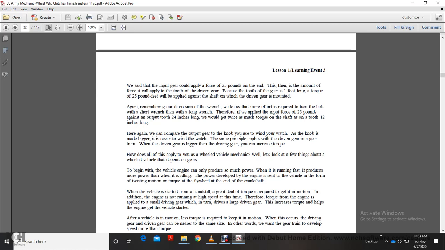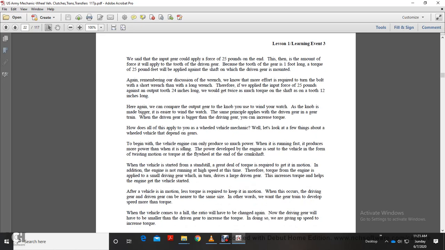Therefore, applying an input force of 25 pounds against the output of the 24-tooth gear of 24 inches long, we could get twice as much torque on the shaft of the 12-tooth gear. Here again, we compare with the output gear of the knob you use to wind your watch. As the knob is made bigger, it is easier to wind the watch, and the same principles apply with the gear train: when the driven gear is bigger than the driving gear, there is an increase of the torque. How does it apply with the wheeled vehicle?